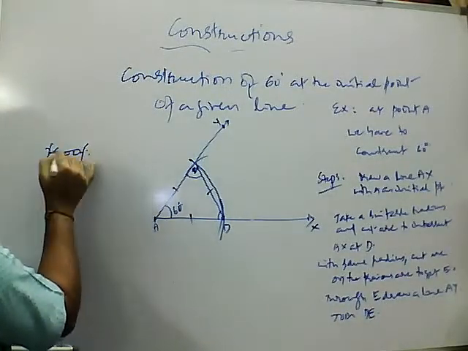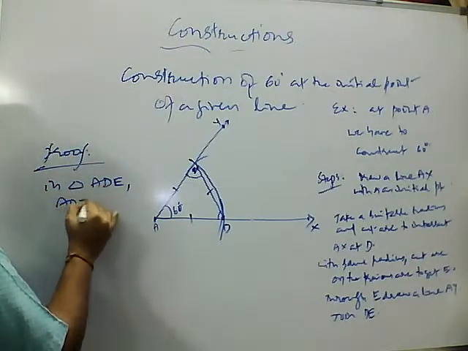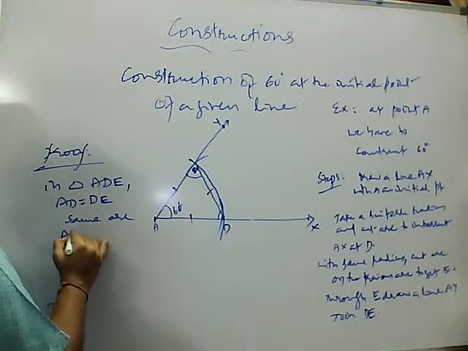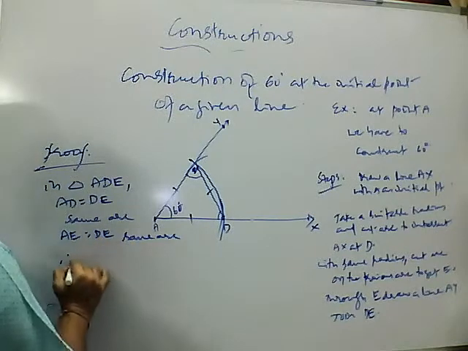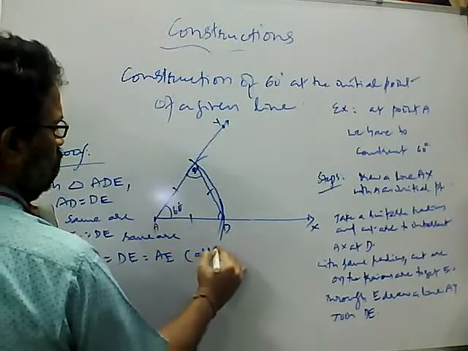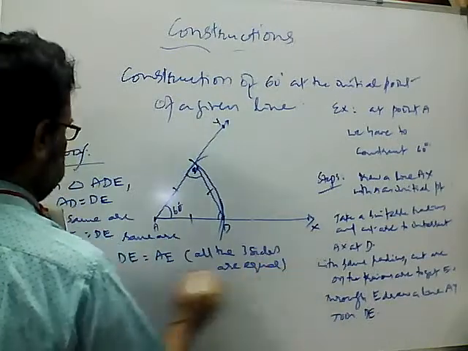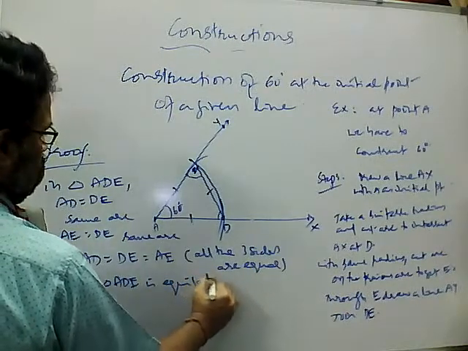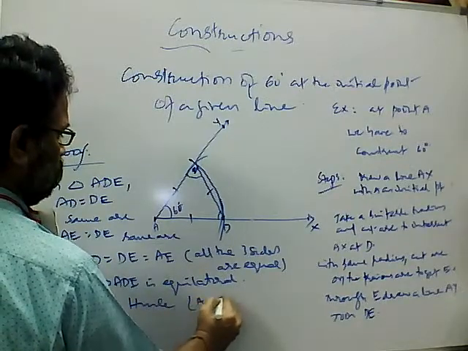What is the proof now? Proof: in triangle ADE, AD is equal to DE, same arc. AE is equal to DE, same arc. Therefore, DE is equal to AE. All the three sides are equal. Therefore, triangle ADE is equilateral. Hence, angle A is equal to 60 degrees.